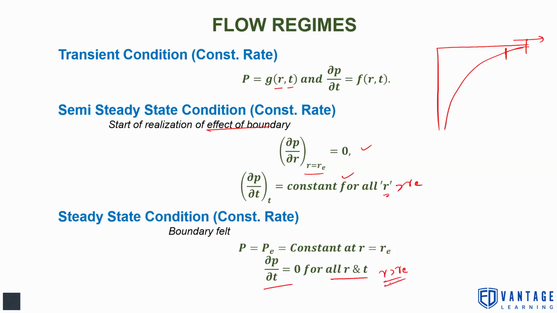So when r is greater than re, even though your ∂P/∂t is zero, you can understand that that is the actual boundary of the reservoir. So we need to stop the EWT.